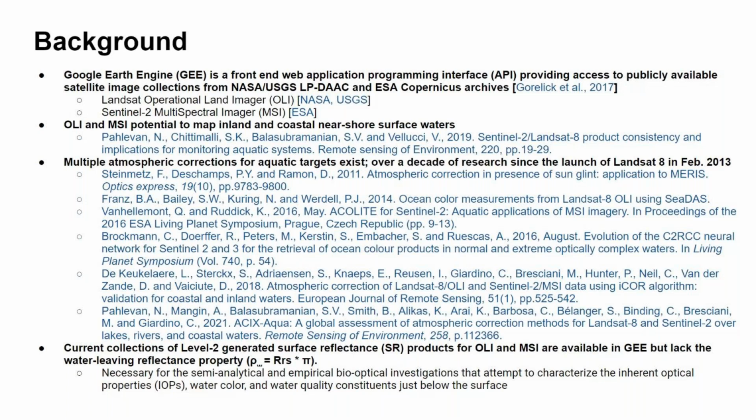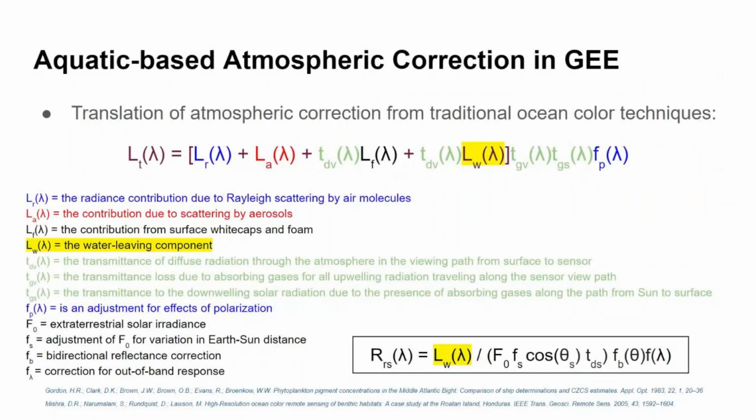So what do we mean by aquatic-based atmospheric correction in Google Earth Engine? Simply taking the decades of ocean color research and translating all these different ocean color techniques into the Earth Engine JavaScript API. Mainly we're interested in this water-leaving radiance component, and we do this by isolating it from the rest of the TOA radiances, from all the other contributions in the atmosphere and scattering and absorbing molecules just below the surface. In the simplest form, we're interested in the radiance contribution due to Rayleigh scattering and the aerosol correction, as well as the two-way diffuse transmittance.